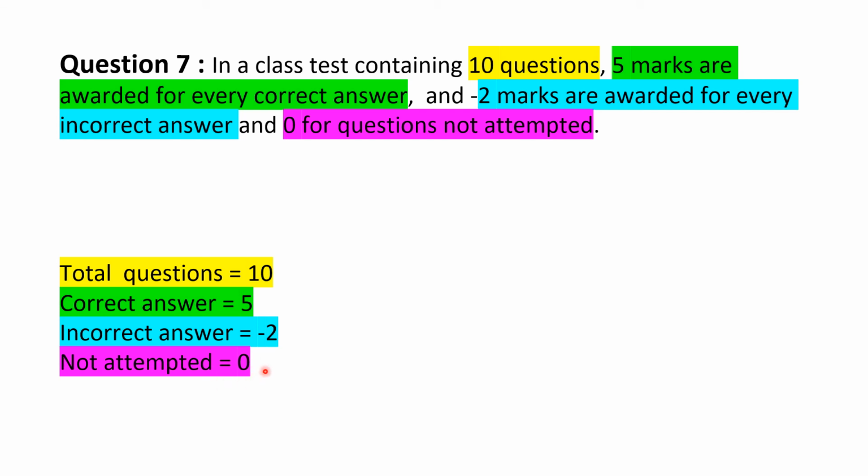So what does the question say? The question tells us that there are 10 total questions, just like your exam. Then if you write a correct answer, you will get 5 marks. If you write a wrong answer, you will get minus 2 marks. And if you did not write any answer, you will get 0 marks. So that is the question. Now let's look at the question.